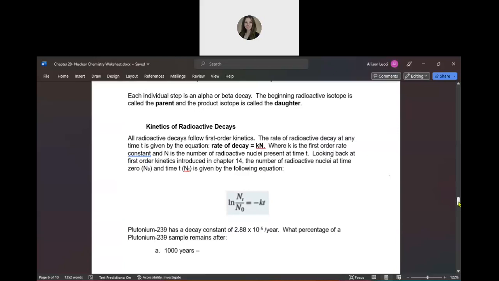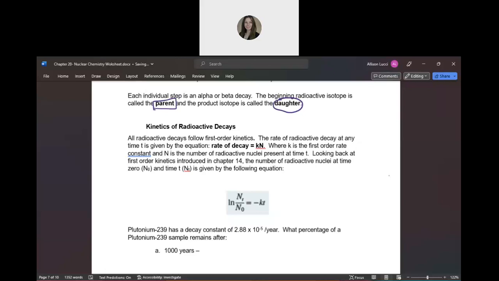So we discussed before, each of these individual steps is an alpha or beta decay, and we have the parent, then the product is called the daughter. That brings us to a discussion of the kinetics of radioactive decays.